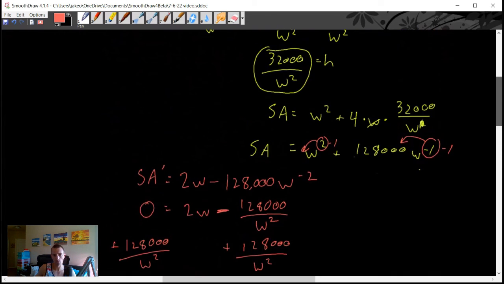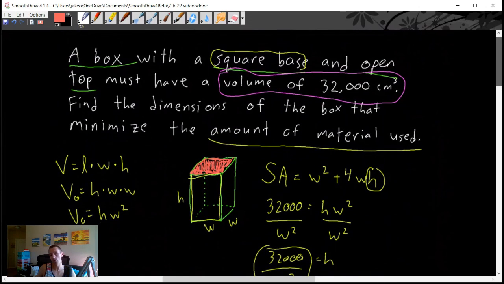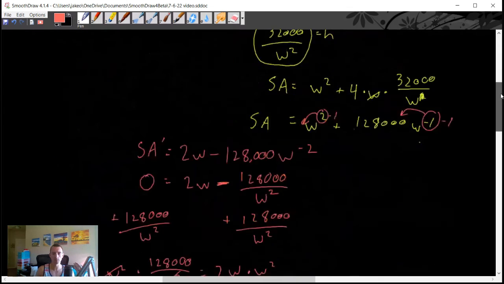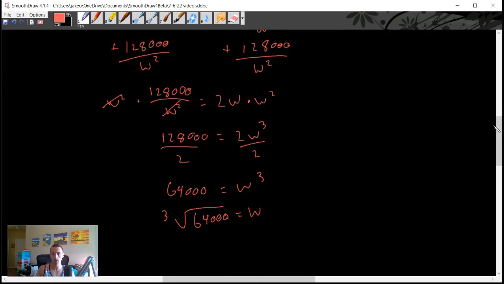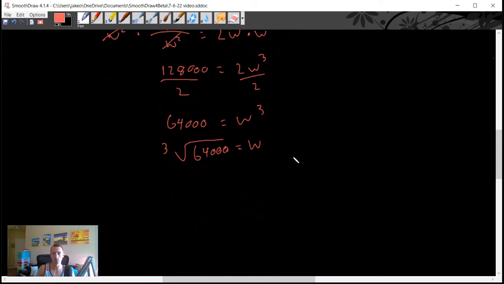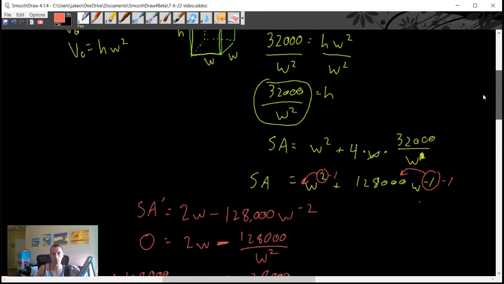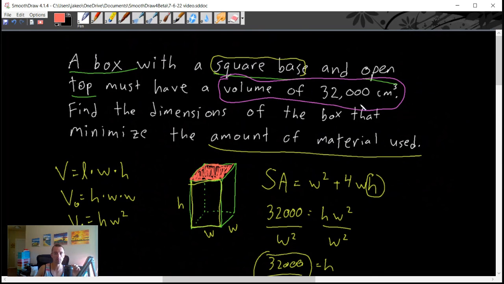the cube root of 64,000 is going to be the W that gives us our critical number. Typically what you would probably want to do from here is confirm that that is an absolute minimum. Based on the context of the problem, that critical number should be an absolute minimum. There shouldn't just be one critical number that creates a situation where we're using the most possible cardboard to make this box. It doesn't really make sense. So we can just go ahead and assume that the width of the cube root of 64,000 should be the place where we minimize the amount of material used to make a box of this volume.